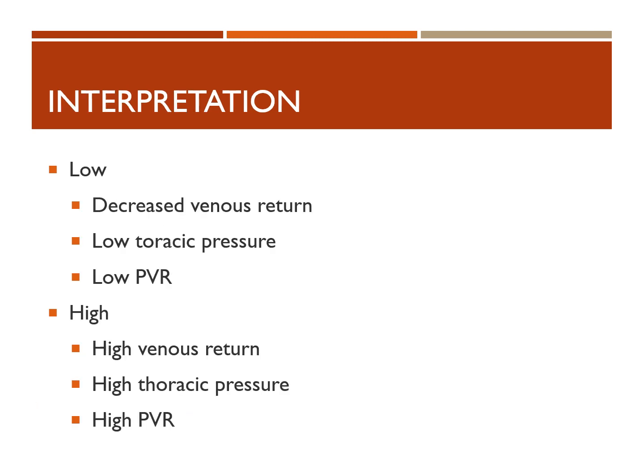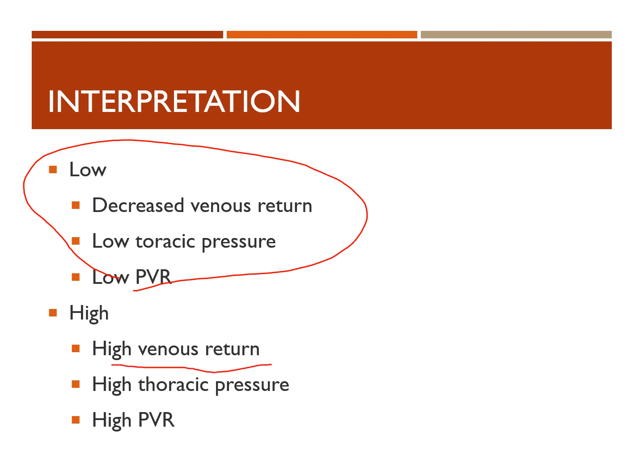Interpretation: decreased venous return, low thoracic pressure, low pulmonary vascular resistance would all cause these to be low. So if we gave a patient a lot of pulmonary vasodilators or they were hypovolemic, anything like that would cause these pressures to be low. These pressures are going to be high if we have a lot of venous return, so we give this patient lots of fluids, high thoracic pressure, right? That's that artificial elevation, or high pulmonary vascular resistance.